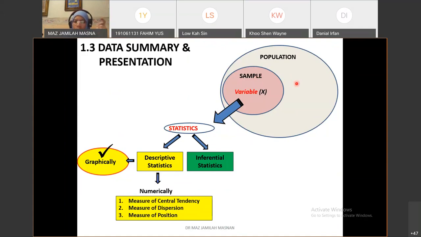Can someone tell me why we don't measure our subjects from our population? Why do we need to measure or observe from a sample instead? Can someone tell me why? No one? Someone, please. Our hero for today's class. Why do we choose a sample but not the population? Daniel Irfan, it seems like you are turning on your microphone. Why do we choose our subjects from a sample but not from our population?